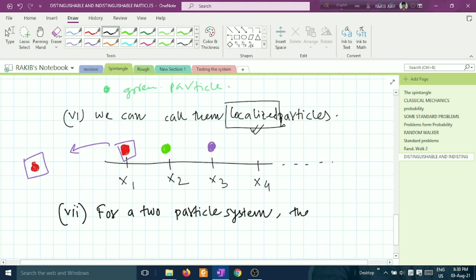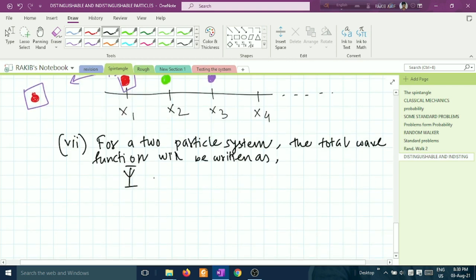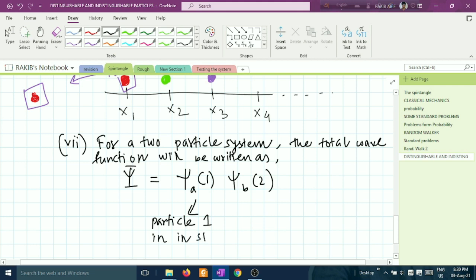The total wave function will be written as the composite wave function. This is called the composite wave function. Psi is equal to what? Say psi a1, psi b2. This means particle 1 is in state A.